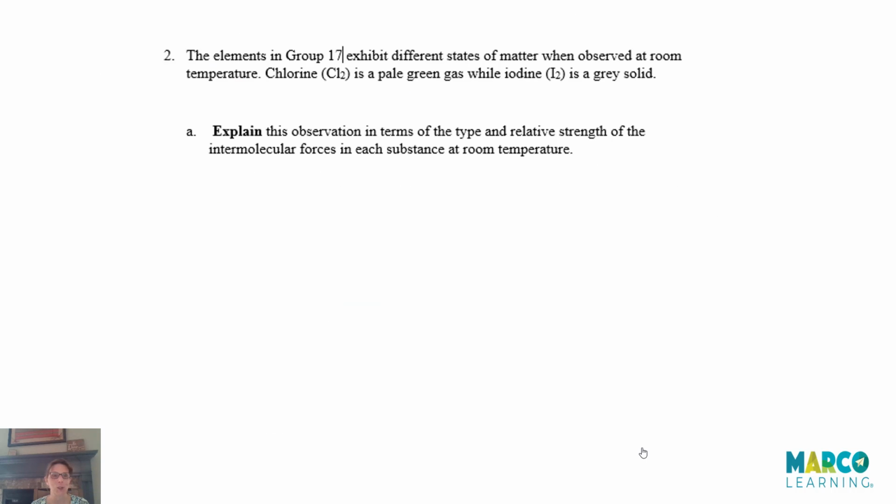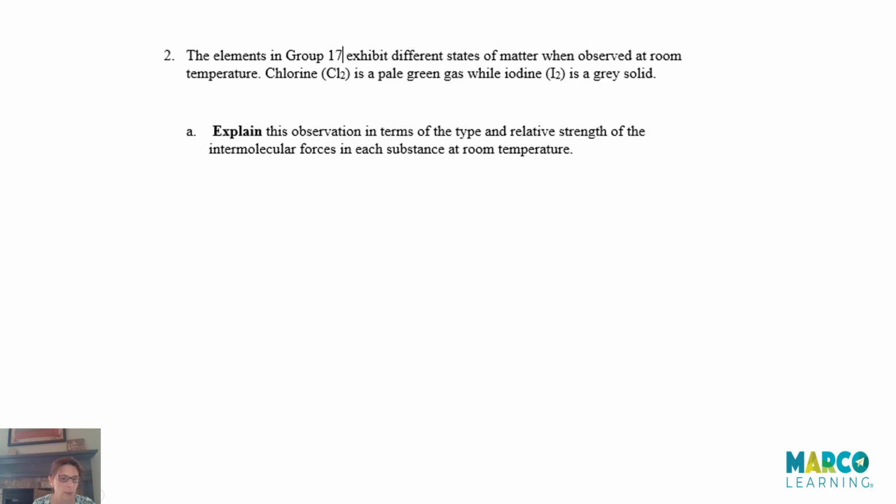All right, that brings us to question number 2 now. So we are told that the elements in group 17 exhibit different states of matter when observed at room temperature. Chlorine is a pale green gas and iodine is a gray solid. Okay, so already in my mind I'm talking about states of matter, I'm thinking intermolecular forces. And let's see, letter A says, explain this observation in terms of the type and relative strength of the intermolecular forces in each substance at room temperature. Okay, so notice again that they're telling us exactly how this question is to be answered.